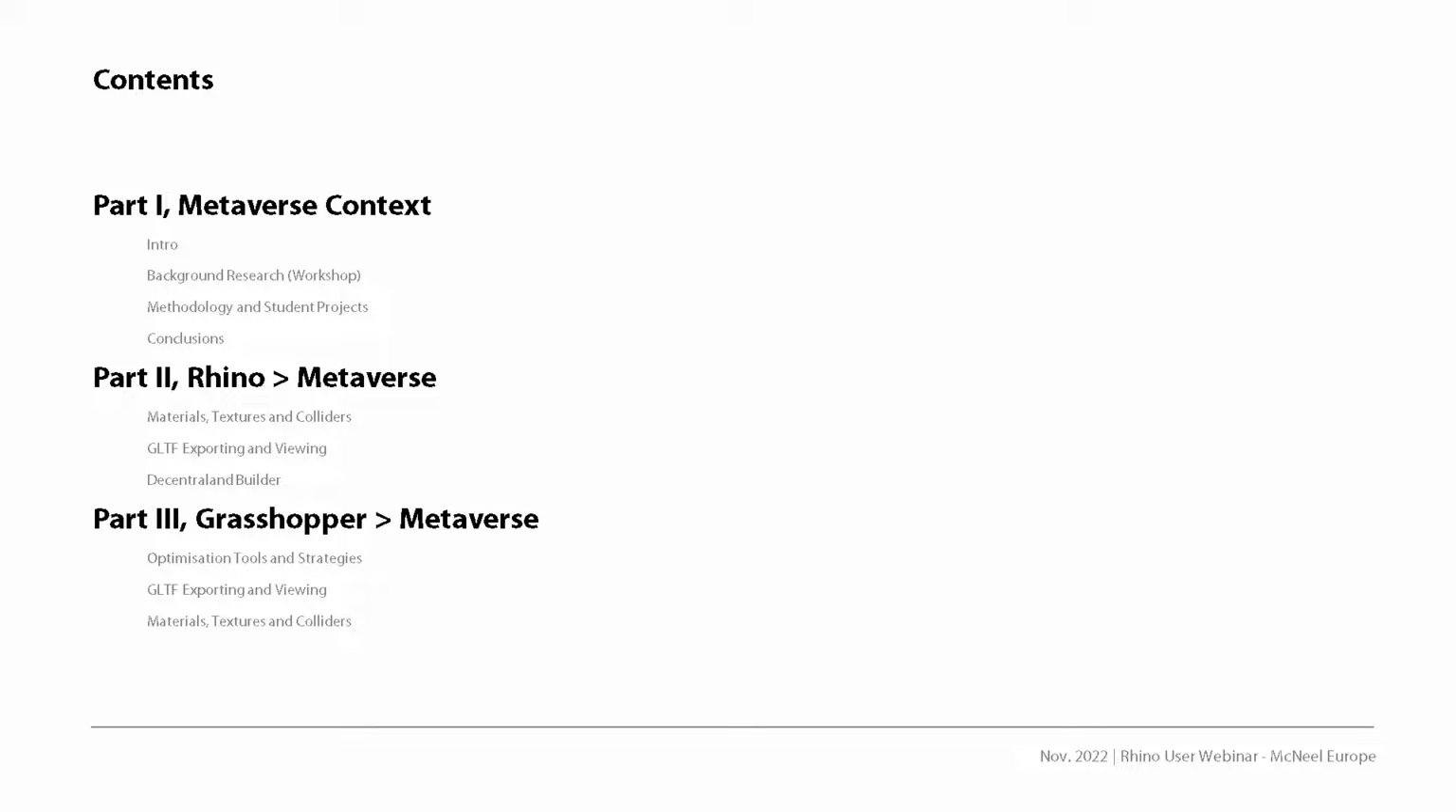The webinar is structured into three parts. During the first part, I'll try to set the context in which we are working and provide some information on our research and methodology. I will also be presenting a selection of student projects for the Metaverse. Ioulios will then cover a typical workflow from Rhino to the Metaverse, followed by Odysseas, who's going to be talking about the use of Grasshopper for creating and optimizing Metaverse content.